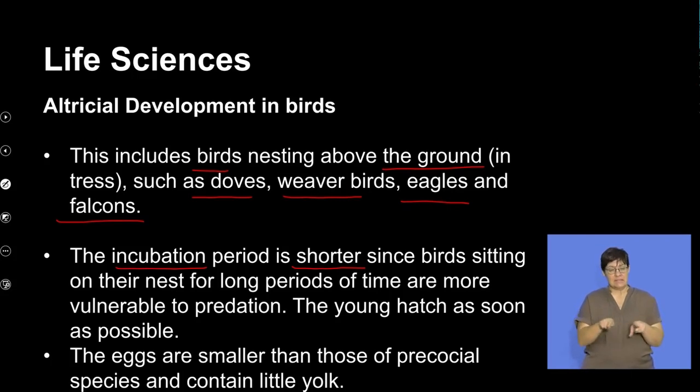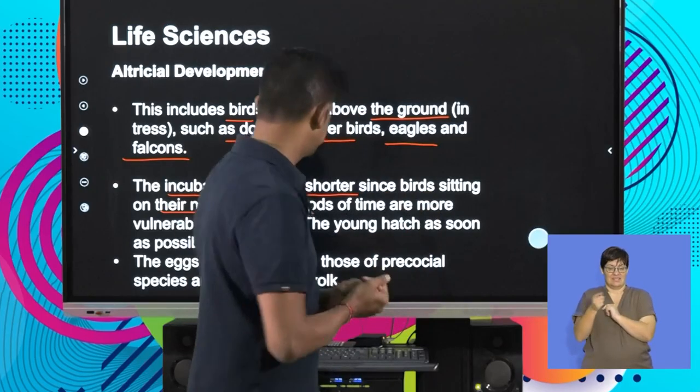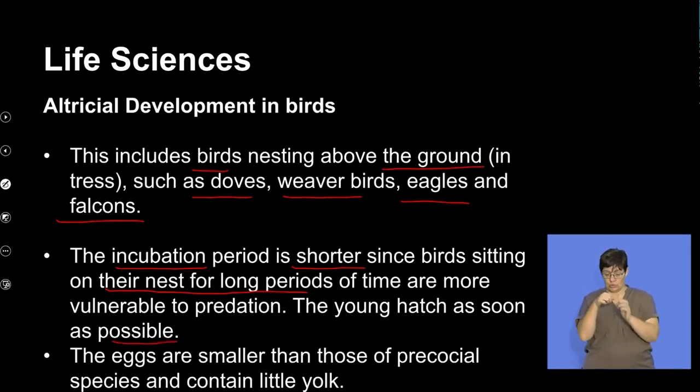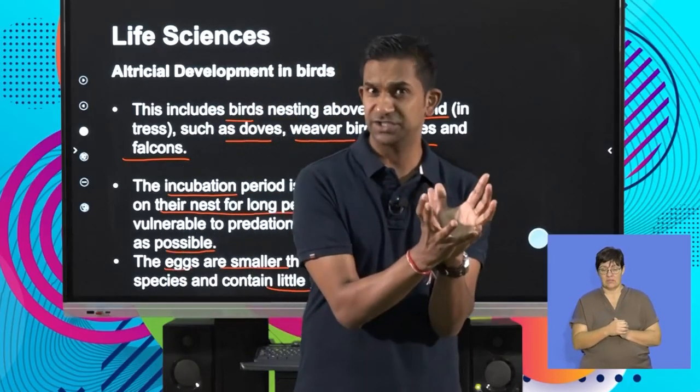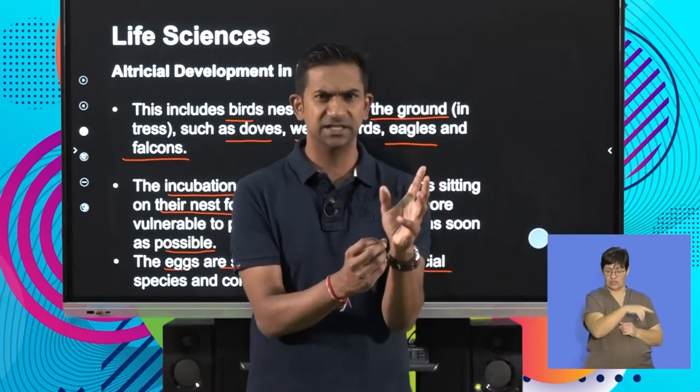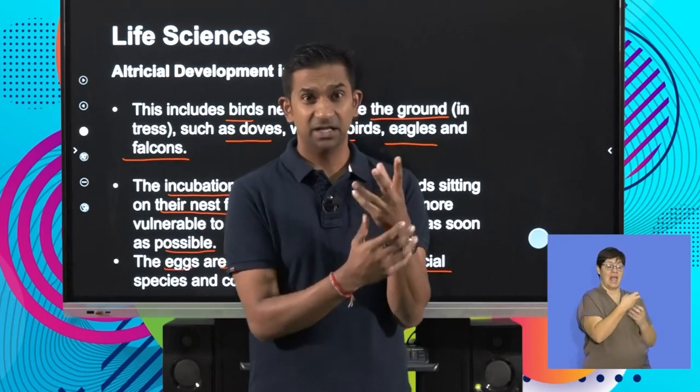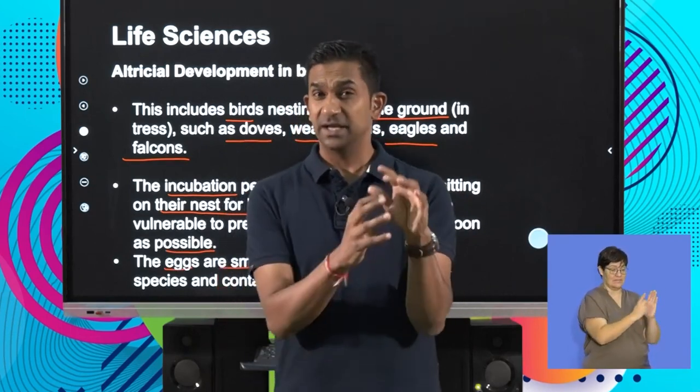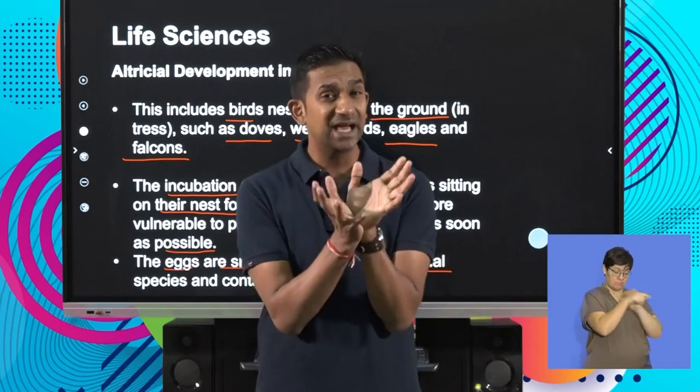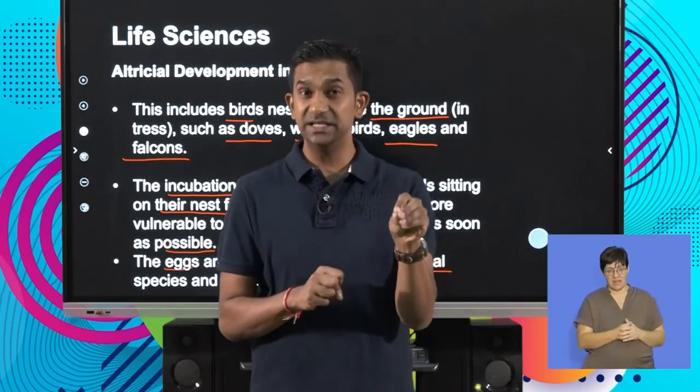You'll find that they also spend lots of their time in their nest developing after hatching, and this is to provide protection against predators. The young hatch as soon as possible, and they don't have that extensive period of development in the egg. The eggs are smaller than those of the precocial species, and they contain little yolk. So if we compare that ostrich egg, significantly large, lots of energy in it, the young embryo in the ostrich develops as fully as possible, so that when they hatch, they are able to survive and immediately be active.